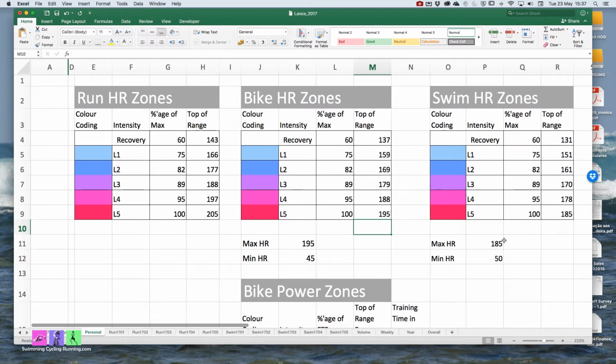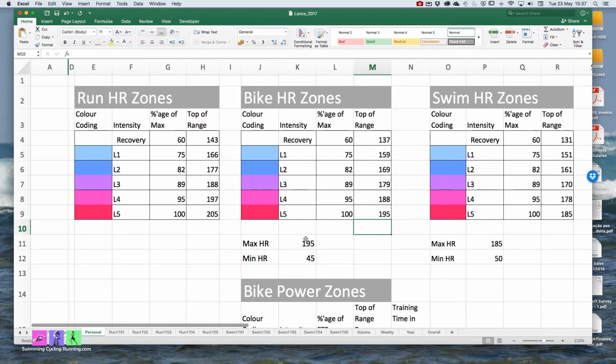And if you think about it, that makes sense, because on a bike you're actually not fully supporting your body weight and you're leaning forward. In swimming, you're not supporting your body weight at all and you're prone. So your heart doesn't have to pump the blood up and down your body.